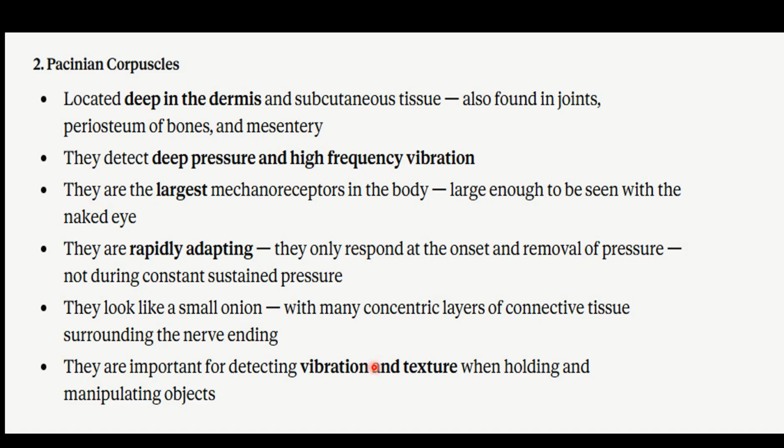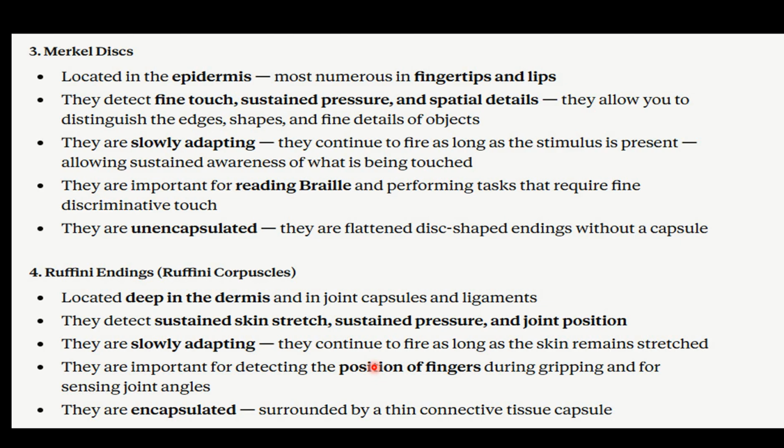Now we'll talk about the third part of cutaneous mechanoreceptors, that is the Merkel disc. Merkel discs are located in the epidermis, most numerous in the fingertips and lips. They detect fine touch, sustained pressure and spatial details. They allow you to distinguish edges, shapes and fine details of an object. They are slowly adapting in nature.